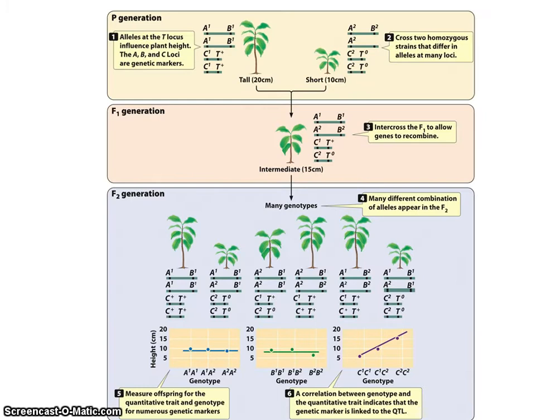How do we identify loci that influence a quantitative trait? We call these loci QTL, or quantitative trait loci. And the way we do this is through quantitative trait locus mapping, QTL mapping. In general, recall the linkage mapping exercises that you did towards the beginning of the semester.